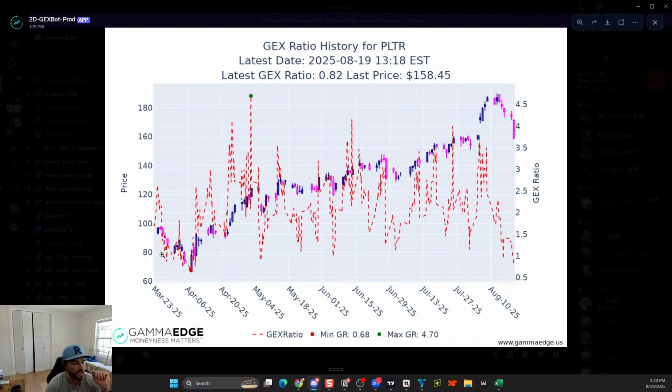Not saying that we should be getting long here now that we're at washed out levels, but it would be a lot more interesting down here, assuming we get some kind of consolidative action, then start to see this trend reverse and move higher again, telling us that call speculation is coming back into the name, right?